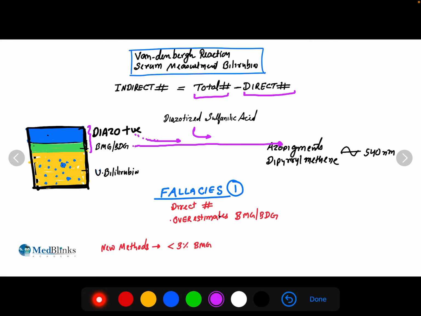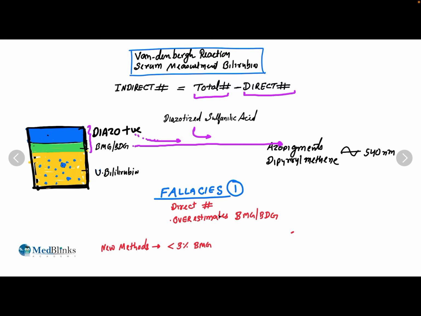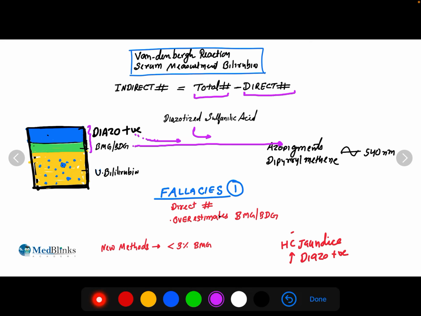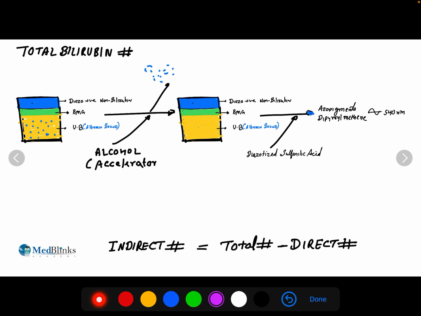Newer methodologies have taught us that in the serum of normal human beings, usually conjugated bilirubin should be absent, and if it is present, it is usually bilirubin monoglucuronide, and that too less than 3%. And in cases of hepatocellular jaundice, when there is hepatic damage, the amount of diazopositive compounds goes up in the serum. So overestimation of direct bilirubin is much more in hepatocellular jaundice as compared to a normal human being.